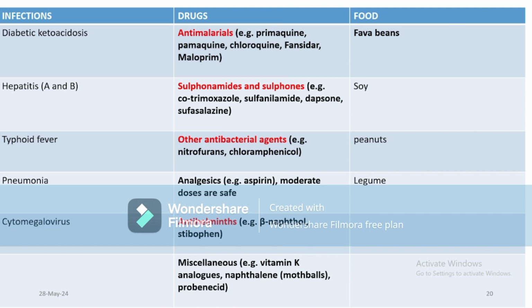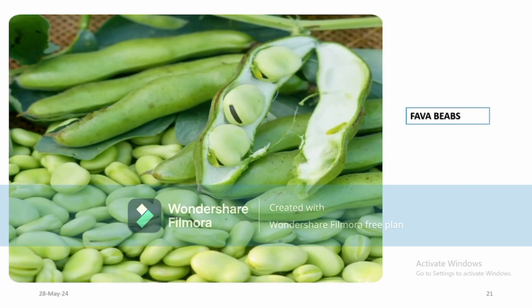Fava beans are well known to trigger hemolysis in G6PD deficiency. Don't even venture. Fava beans, don't venture if you're G6PD deficient. Soy, peanut, legume, all these can also cause it, but the most important one is the fava beans. So this is the fava beans I'm talking about. If you're G6PD deficient, don't go there, because it is one of the common food substances that trigger hemolytic episodes.